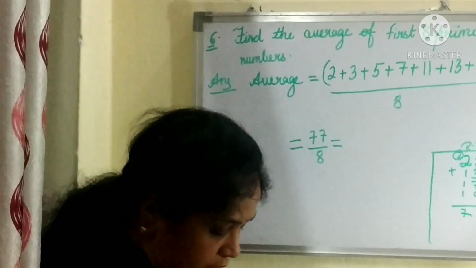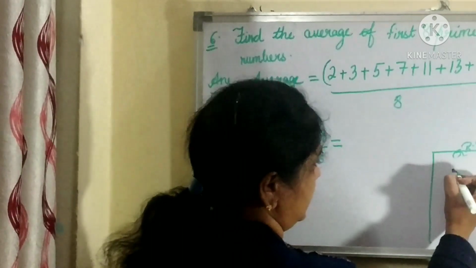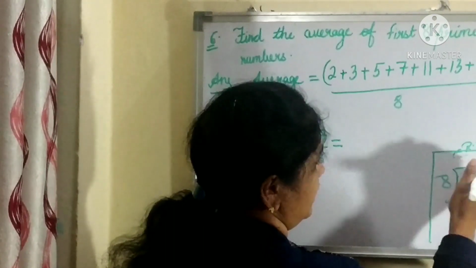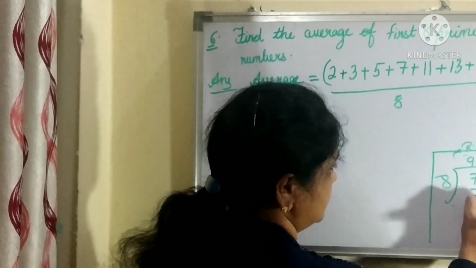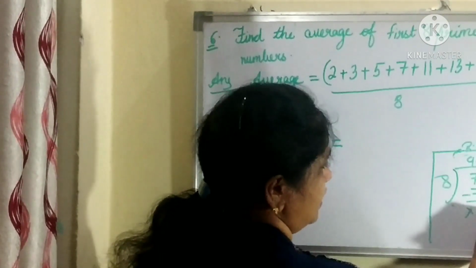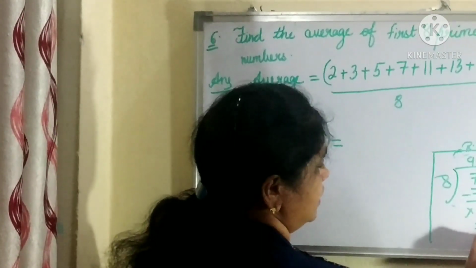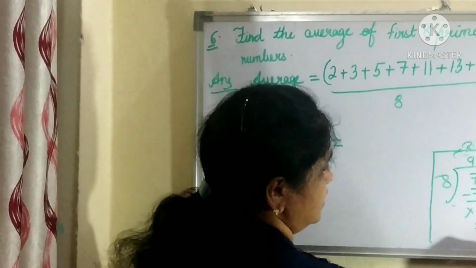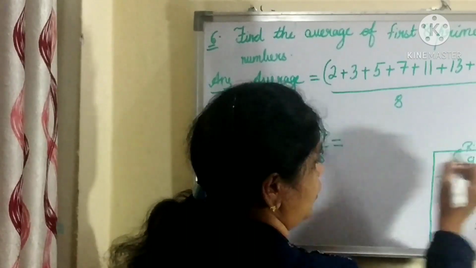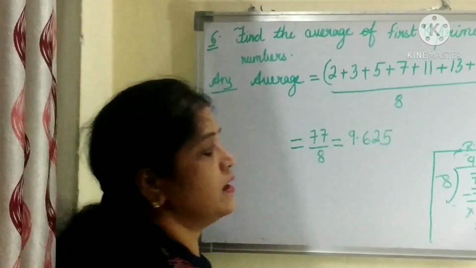Now what do I have to do? I will do the division here. 77 divided by 8. So if I do 77 divided by 8, what did I get? Let me divide. 8 9s are 72. Okay, 77 minus 72 is 5. Then I put a decimal point. I got 50 here. 8 6s are 48, 20, 8 2s are 16. Then it came 4, again 0, 8 5s are 40. So the answer came 9.625. This is the answer.